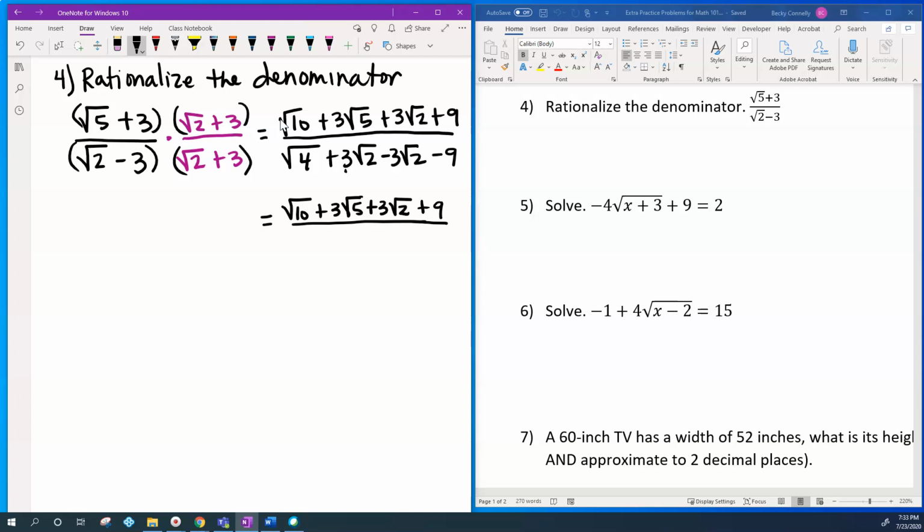But on the bottom, we can see that the middle terms are going to cancel out. And then square root of 4 is really 2. And so we'll have 2 minus 9, which gives us that negative 7. And so then that would be our answer for that. Is that what you guys came up with when you worked through it?